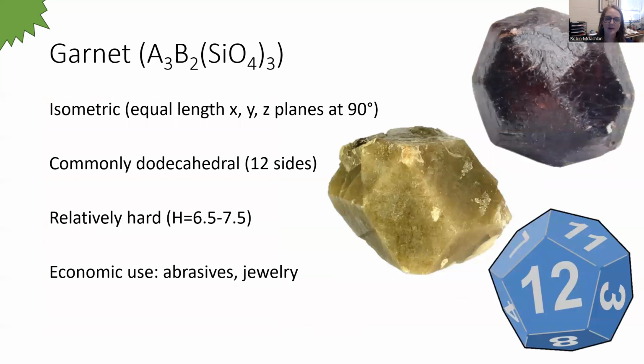All right, some more properties about garnet. Regardless of what garnet it is, whatever group it's in, it's always going to be isometric, meaning there are 3 planes all at 90 degrees to each other that are all exactly equal in length. They're commonly dodecahedral, meaning they have 12 sides. They're relatively hard, which is one of the reasons we use them economically as an abrasive, like a sandpaper, but they're pretty, so we also use them for jewelry.